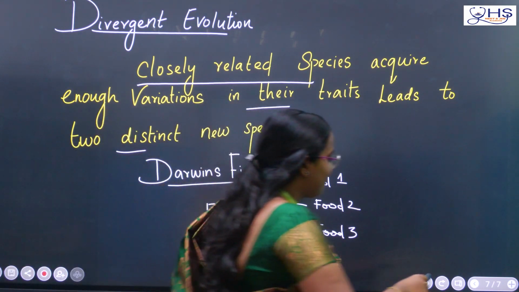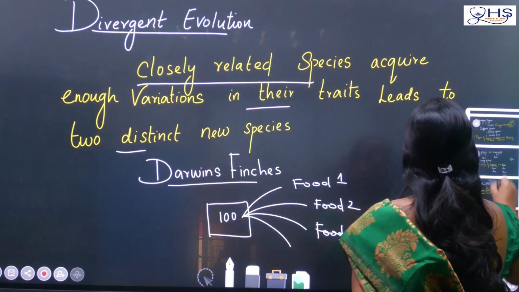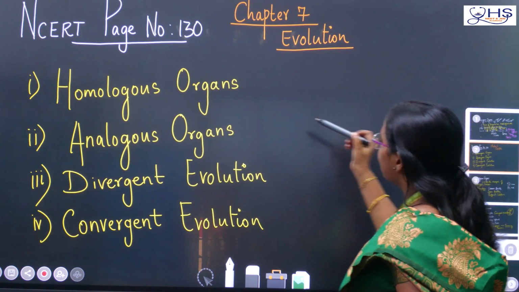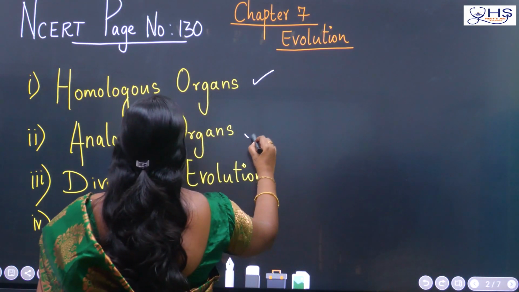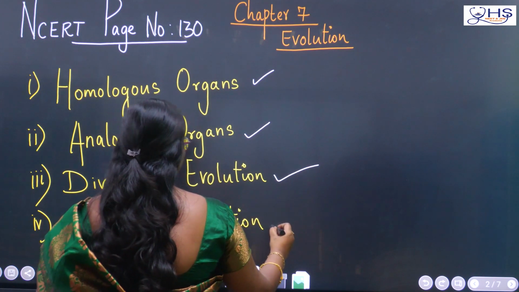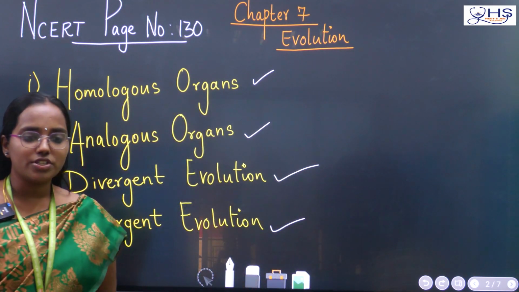Did you understand? Yes, okay. So in this video, we have discussed what is homologous organ, what is analogous organ, what is divergent evolution, and what is convergent evolution.